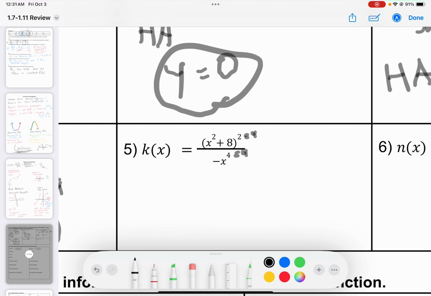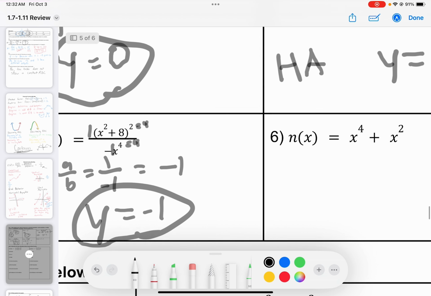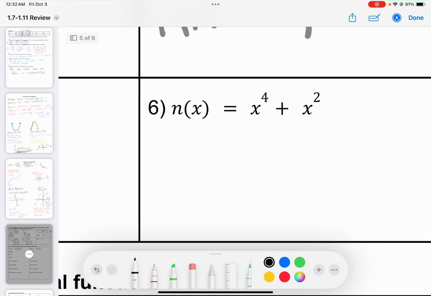All right, so we have 4. What's here? This is a 1, so we have a horizontal asymptote y equals a over b. We get 1 over, well, this is -1. 1 divided by -1 is -1, so we have a horizontal asymptote y equals -1. Here, what type of function is this?